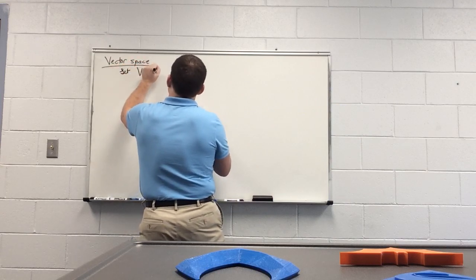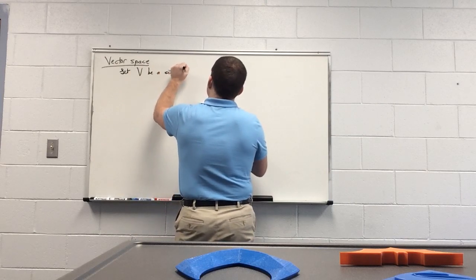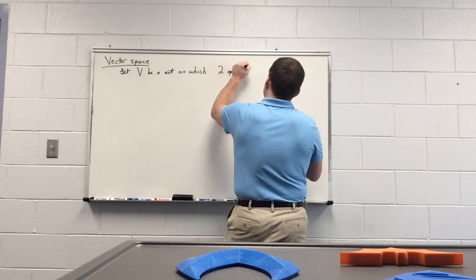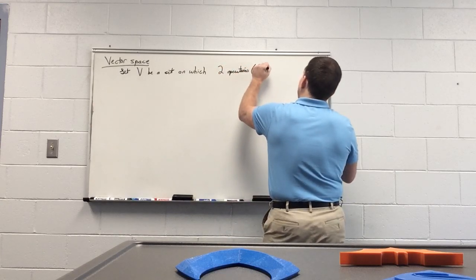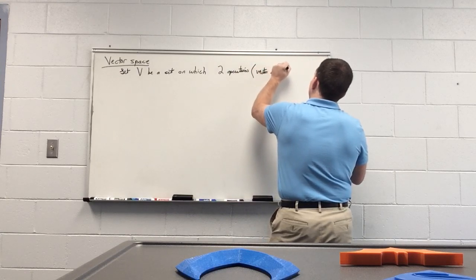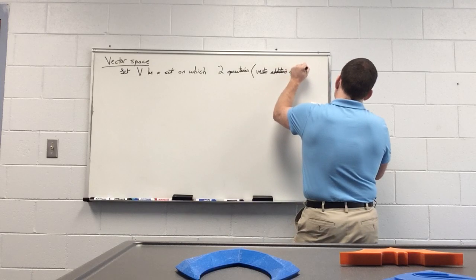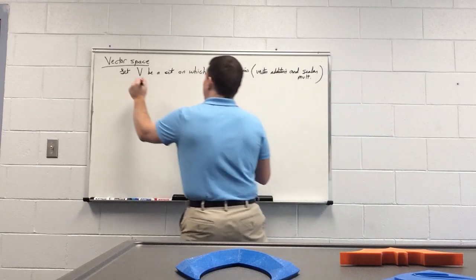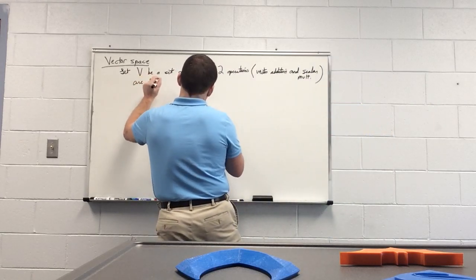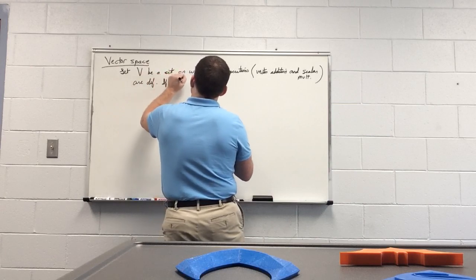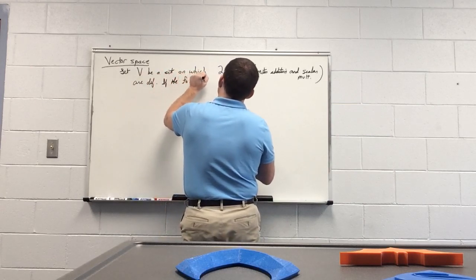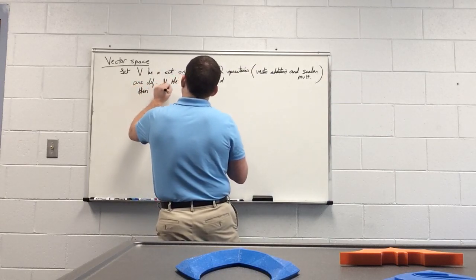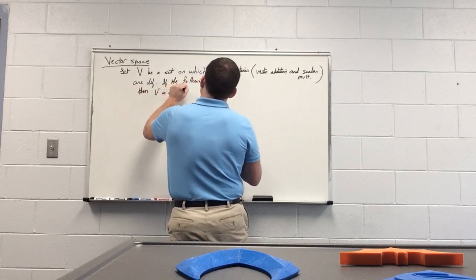Let V be a set on which 2 operations, which we will call vector addition and scalar multiplication, are defined. If the following hold, then V is a vector space.